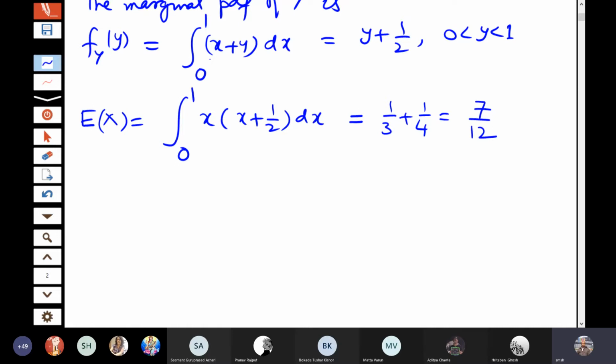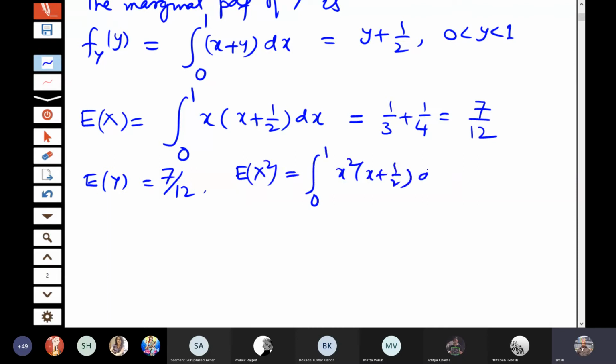Actually, if you look at the distribution of x and y, they are the same here. So expectation of y will also be the same. Let us look at expectation of x square. So that is integral 0 to 1 of x square into x plus half. So that is 1 by 4 plus 1 by 6. So that is becoming 5 by 12.